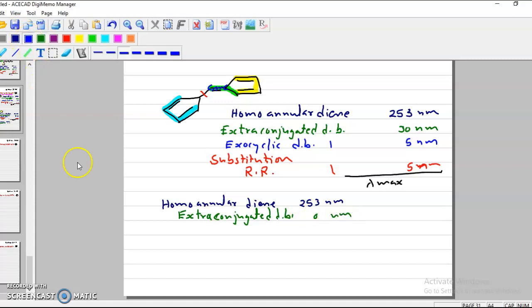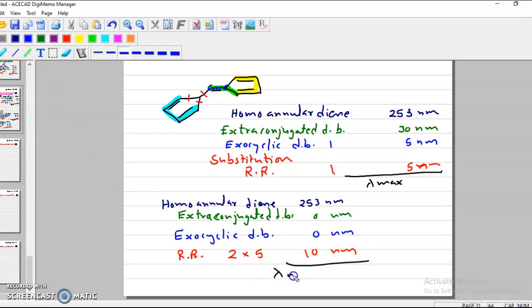Next is the exocyclic double bond. Both bonds are in the ring only. There is no other extension, so there is no exocyclic double bond, so 0 for this one. And ring residue. Let us take this carbon. Yes, this is a ring residue for this carbon. Next is this ring. This will be a ring residue for this double bond. So there are 2 ring residues. Each one is 5, so a total of 10 nanometer is added to this. Now you have to add this and find out the lambda maxima.